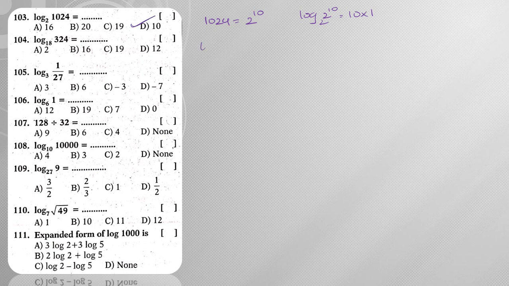Next, logarithm of 324 can be written as 18 square to the base 18. So using the power rule, 2 into log 18 to the base 18, which is 1, is nothing but 2. Hence the answer is 2. Next, 105. So logarithm of 1 by 27 can be written as 1 by 3 cube. So 1 by 3 cube again I can write as 3 power minus 3 to the base 3. Now using the power rule I can write it as minus 3 into log 3 to the base 3, which is 1.